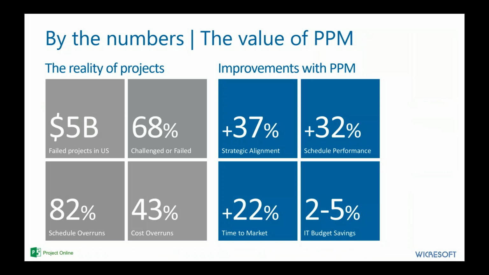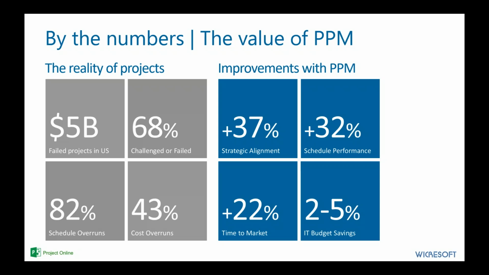If we look at the state of PPM, there have been a number of studies related to this. Without a doubt, project management could use some help. $5 billion in failed projects in the US every year. 68% of them challenged or failing. 82% suffering from schedule overruns, and another 43% suffering from cost overruns.